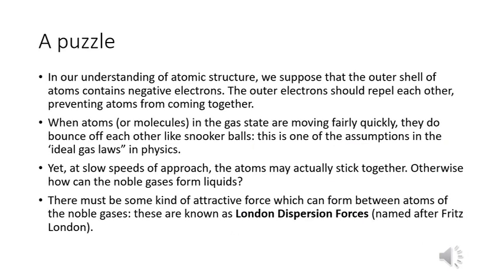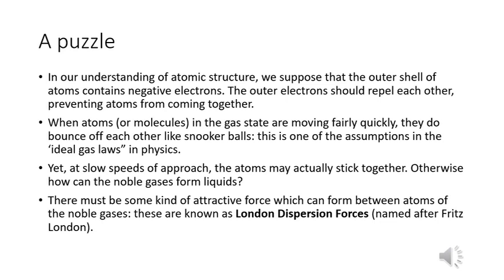The fact that noble gases could condense and form liquids and even freeze to form solids was a puzzle for scientists. This is why. In our understanding of atomic structure, we suppose that the outer shell of atoms contains negative electrons. The outer shells should repel each other, preventing atoms from coming together. So we remember, hopefully, that two negative charges will repel, just like the same poles of a magnet should repel each other.